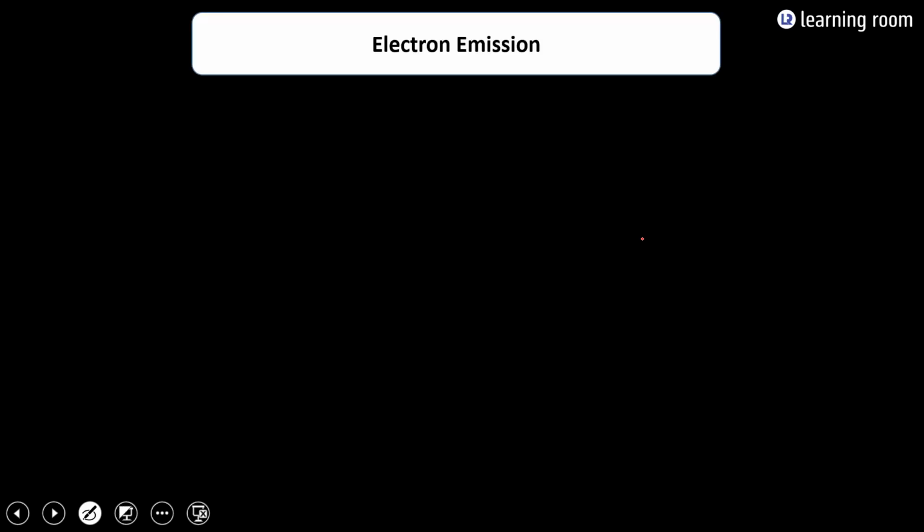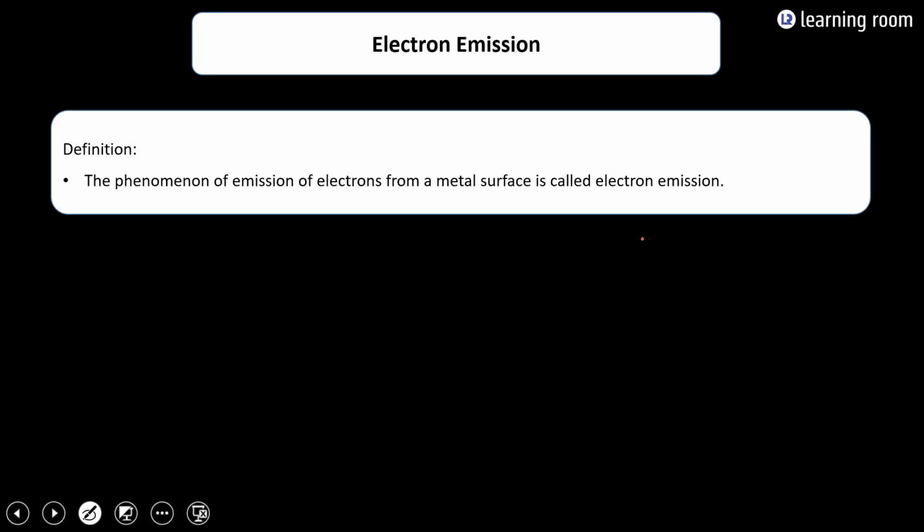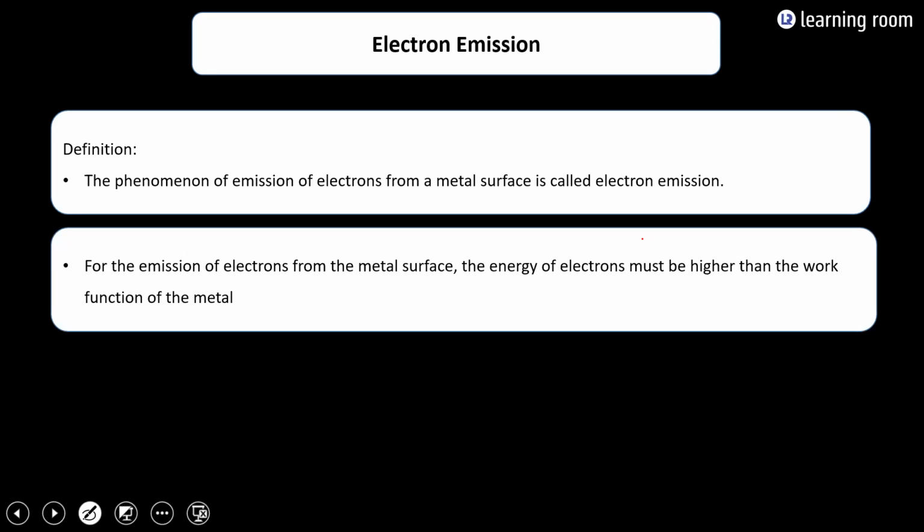Right. Now the next concept is about electron emission. So what does electron emission mean? The name itself is suggesting. It is the phenomenon of emission of electrons from a metal surface. It's like a compound noun, right? So the phenomenon of emission of electrons from a metal surface is called electron emission.